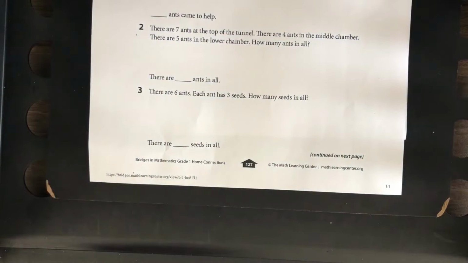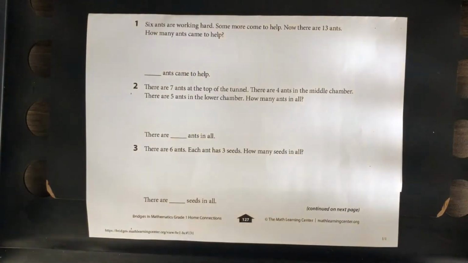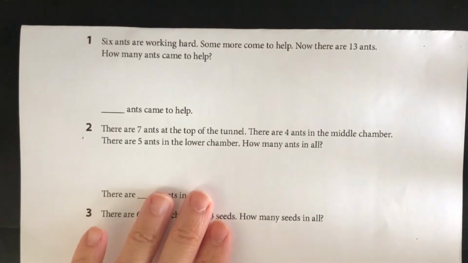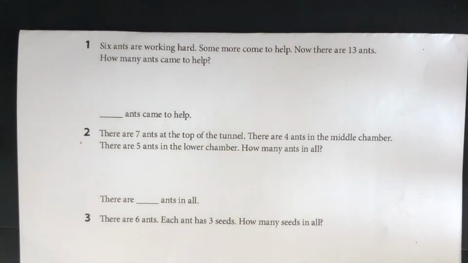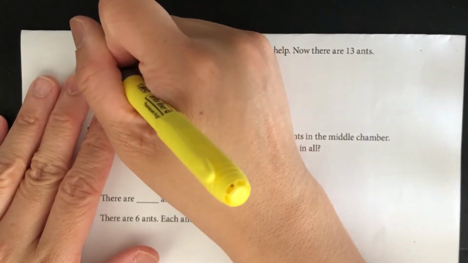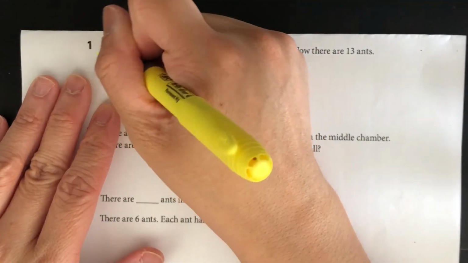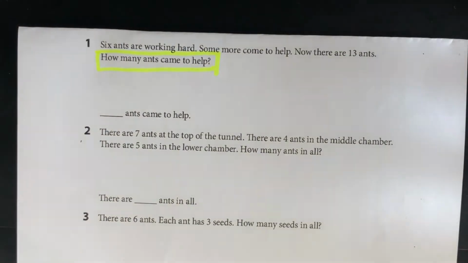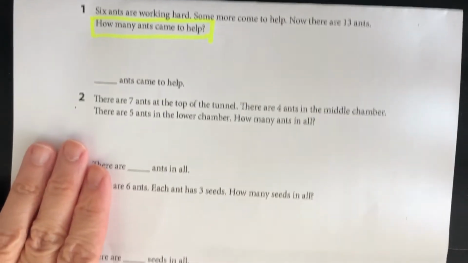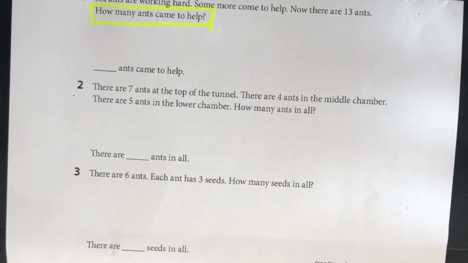So number 1 says, 6 ants are working hard. Some more came to help. Now there are 13 ants. How many ants came to help? So the first thing I want us to do is put a box around the question, which is how many ants came to help? And then the next thing I want us to do is read the story again.